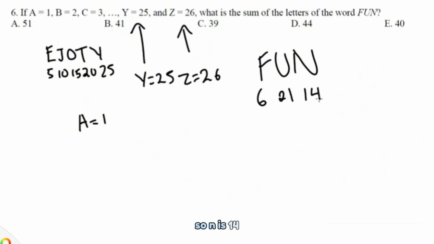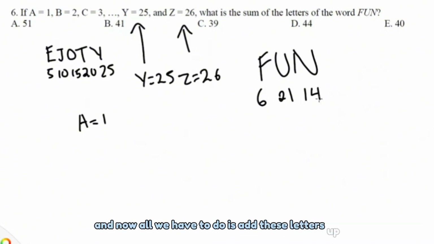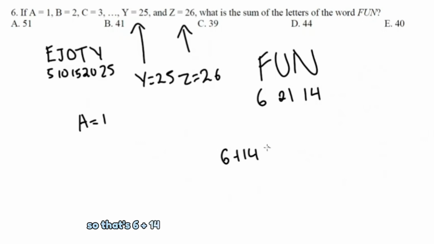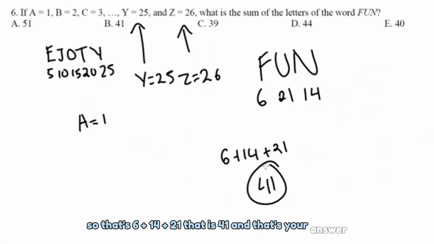So N is 14. And now all we have to do is add these letters up. So that's 6 plus 14 plus 21. That is 41, and that's your answer.